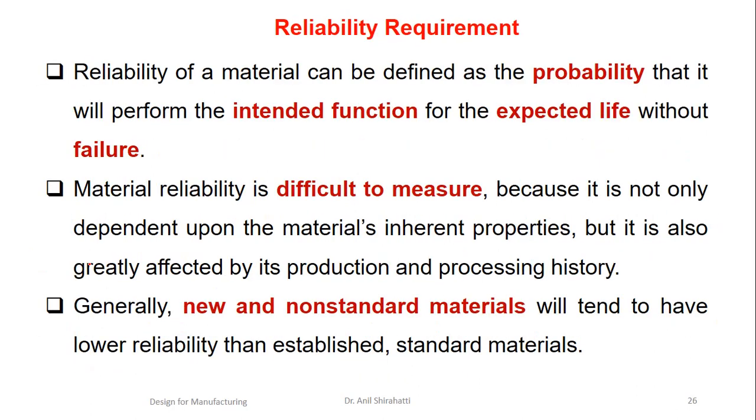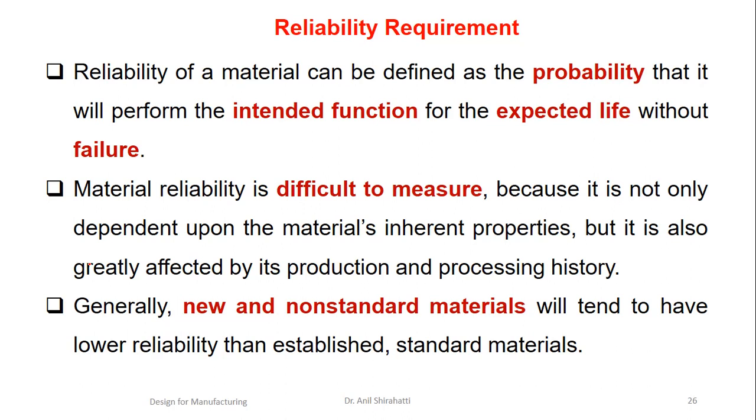Next is the reliability of the requirement. Reliability of a material can be defined as the probability that it will perform the intended function for expected life without failure. So what I explained in the last example, definitely both can satisfy a temperature of 300 or 350 degree, but definitely with respect to time, the stainless steel component will be having better life compared to a mild steel component.